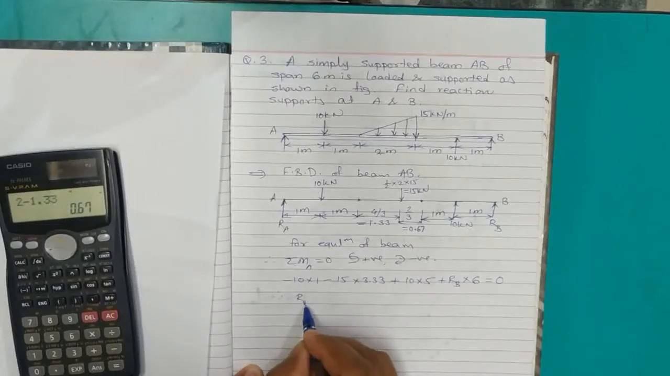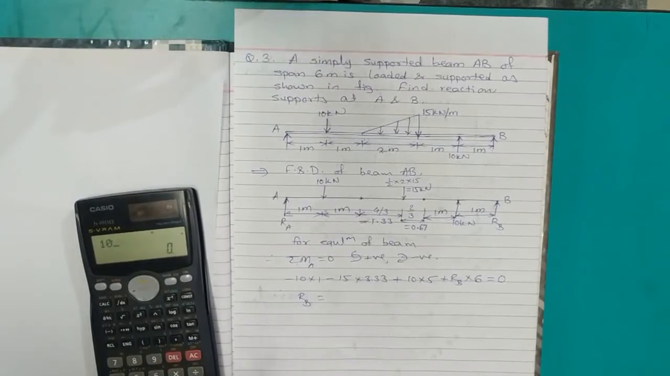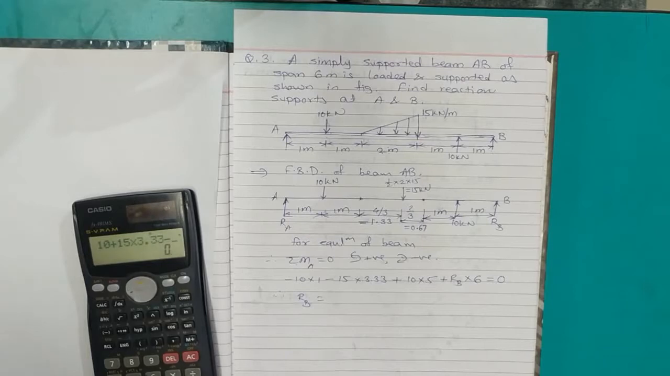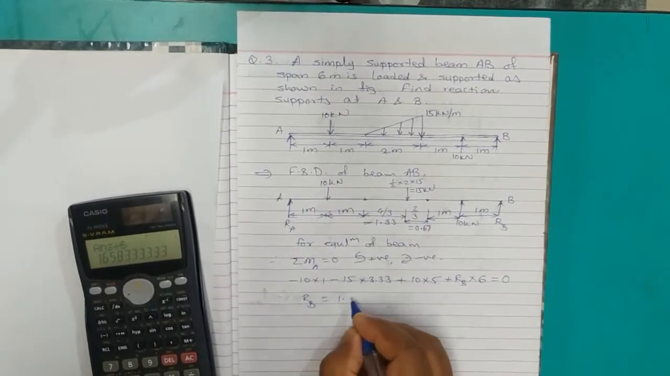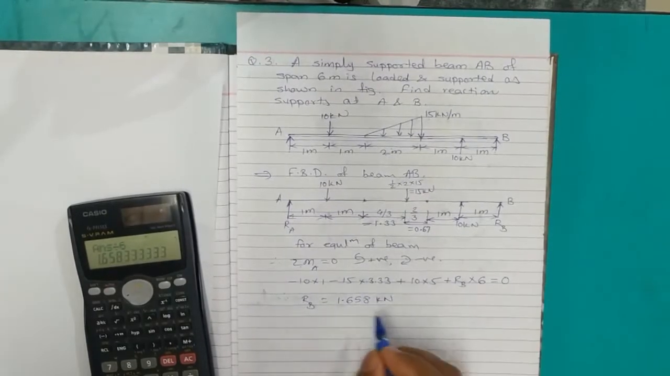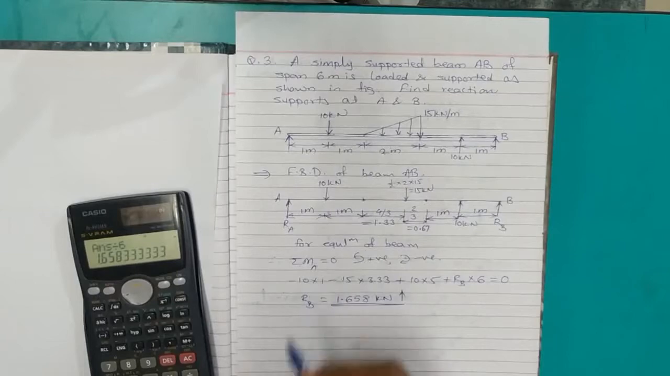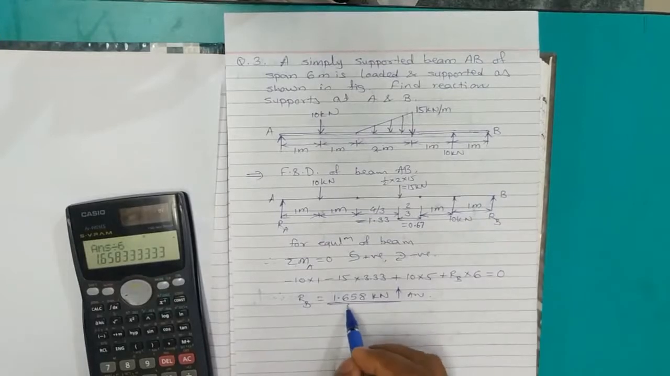Let's calculate RB. RB comes out 1.658. It should be in kilonewton, and we have assumed RB moving vertically upwards, so the assumption is correct because we have got the answer positive. So whatever assumed direction of RB is there, it is correct.